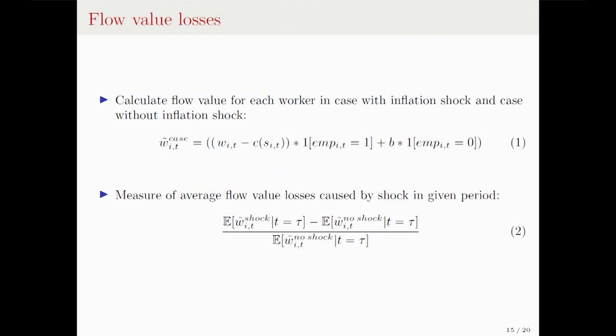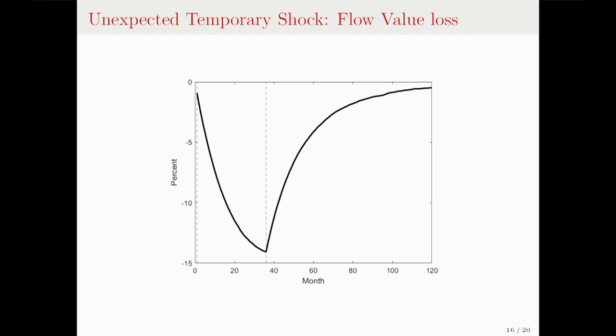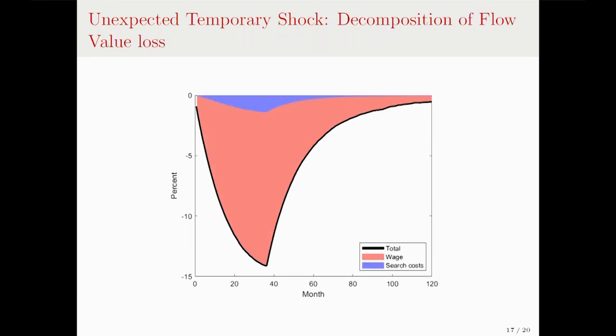Okay, and we calculate the flow value for each worker in the case of a shock and in the case without a shock. That flow value for the worker is their real wage minus the cost if they're employed, and then it's the unemployment benefit if they're unemployed. So we're going to measure the average flow value loss in each period, shock minus no shock over the case of no shock, so this will be a percentage of the welfare they would have had in the case of no shock. When we implement this shock, we get a really big flow value loss, something like negative 15% of the value at the peak of the shock. But when we separate out the parts of this, we have some that's coming from the wage, and that, in our model, is going to go back to the firm.